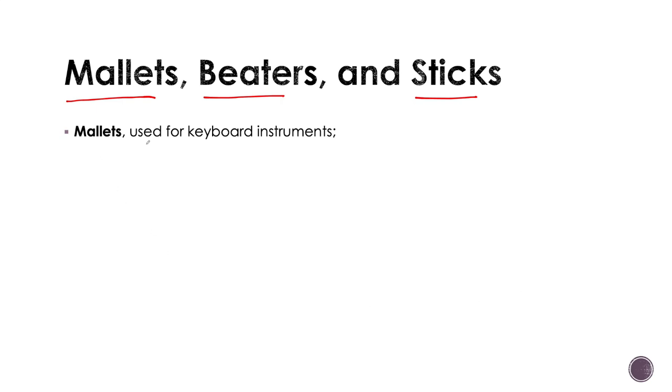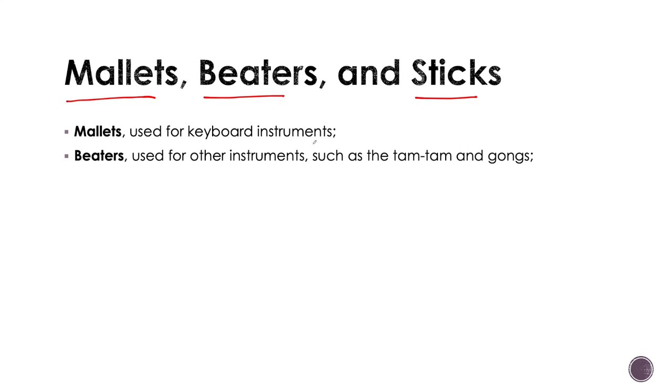Let's clear the terminology. What does mallet mean? What does beater mean? And what does stick mean? When do we use them? Mallets are used for keyboard instruments like vibraphone, marimba, or xylophone. Beaters are used for other instruments such as the tom-tom and gongs. And sticks are used for all drums.